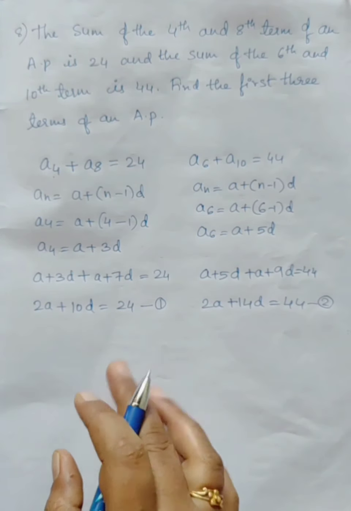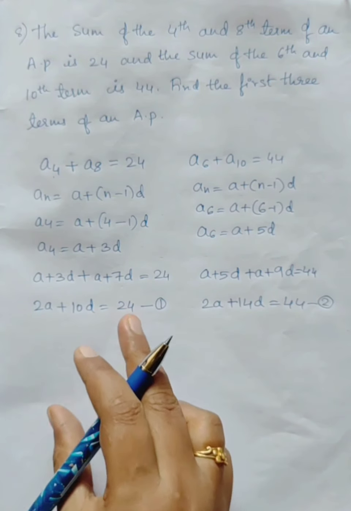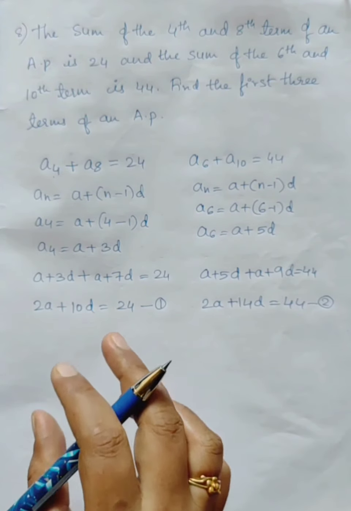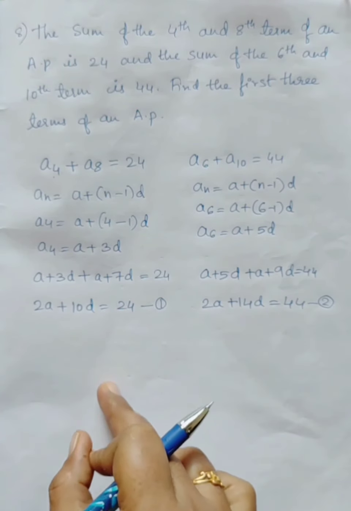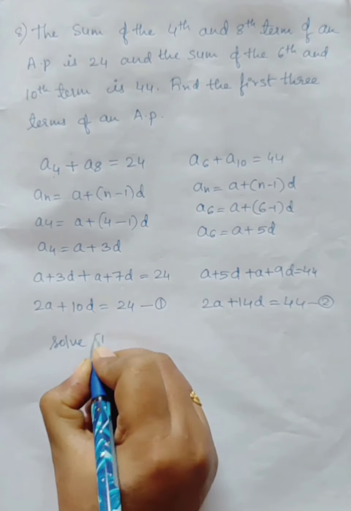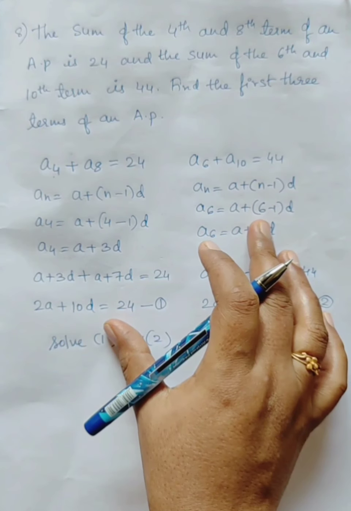Okay, now I have told in the previous problem how to solve equations simultaneously. The same method we are going to apply here. So this is equation 1 and this is equation 2. Take both the equations and solve. So solve equation 1 and 2. Okay, see, nothing difficult in this.